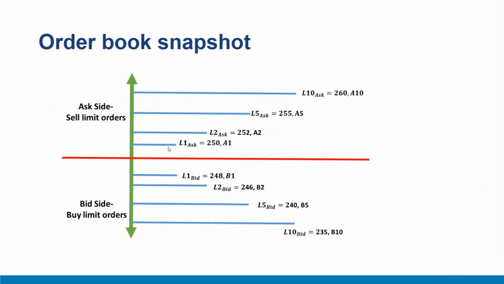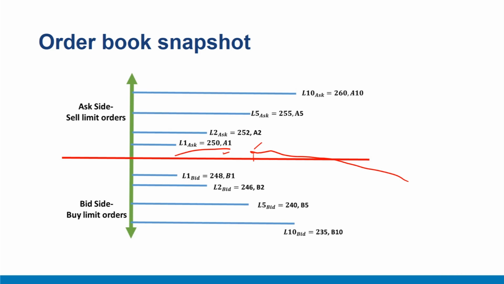Let us examine a limit order book snapshot at a point in time as shown here. Notice on the ask side, the lowest ask price is L1 ask. This L1 ask will be referred to as the best ask price because an incoming market order to buy will find this order most lucrative, or best in terms of conditions. So an incoming market order to buy will first execute against this A1 quantity, which is the depth of this order book corresponding to the best ask price.